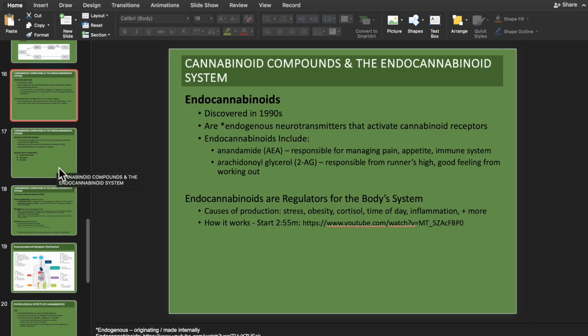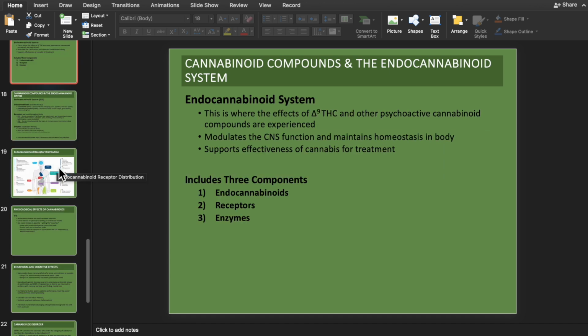Endocannabinoids help the body stay in balance. They are endogenous neurotransmitters, which means that they come from within our body. They work on cannabinoid receptors. Endocannabinoids include AEA, which is responsible for managing pain and immune system, and 2AG. You know, when you're working out, you start feeling really good. It's kind of like a high. That's that 2AG.